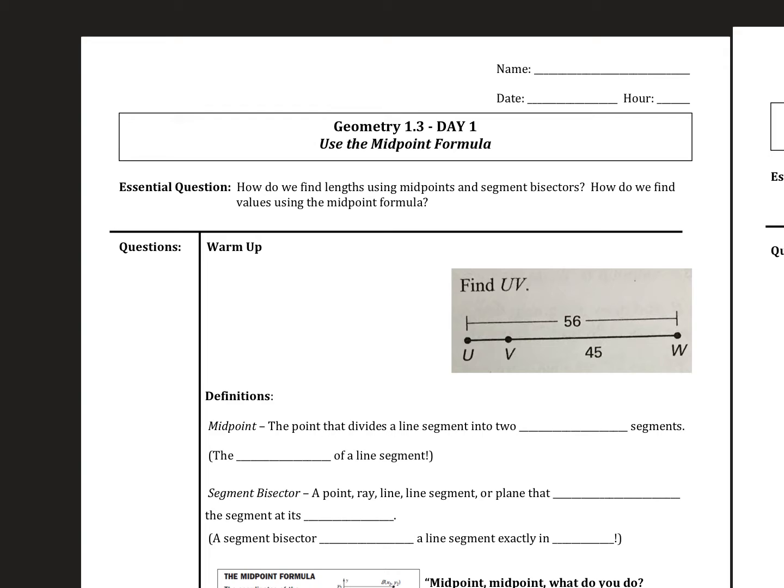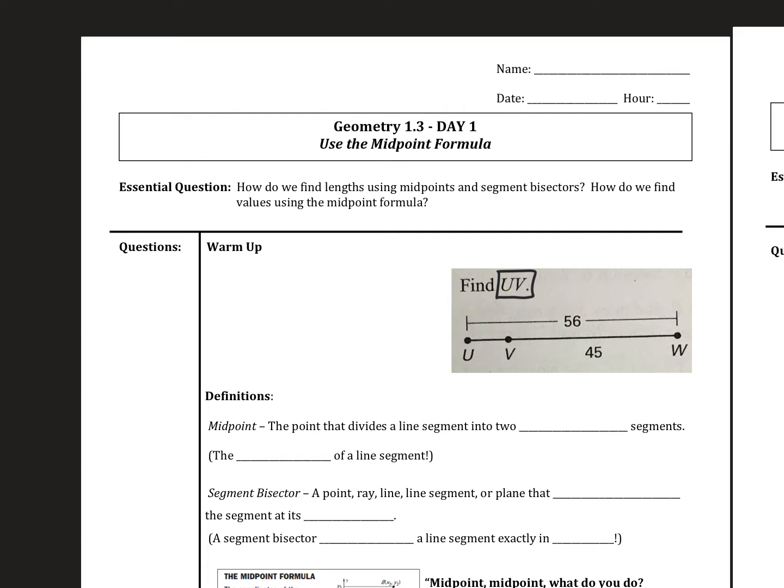Today we're continuing with 1.3, and we're using the midpoint formula and distance formulas today. So, yeah, let's get into it here. We have a warm-up here, which is segment addition postulate. If you recall, the segment addition postulate means that the parts of the entire segment add to the whole segment. So we're trying to find UV in this problem. So why don't you guys go ahead and see how you do.